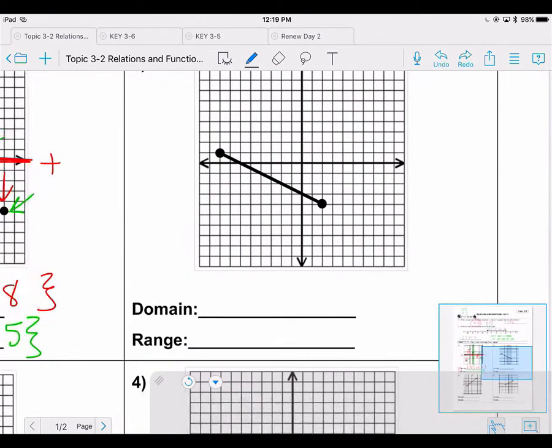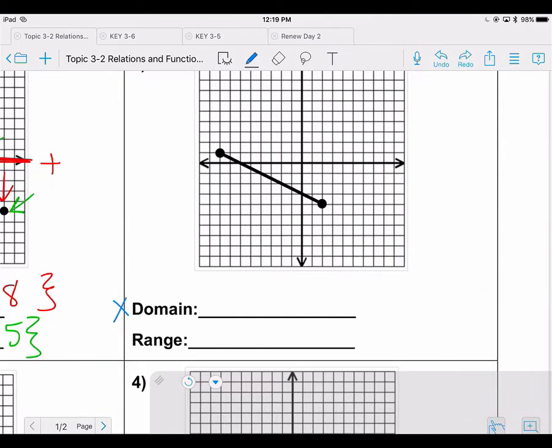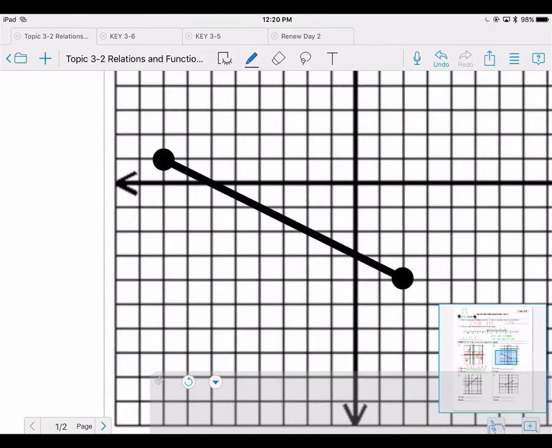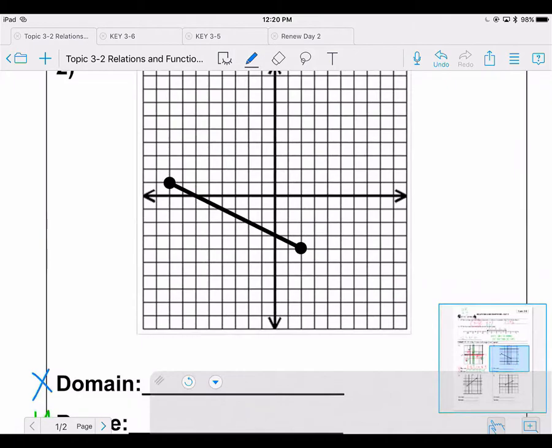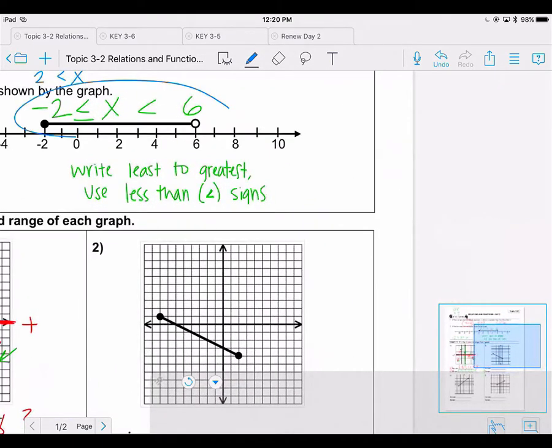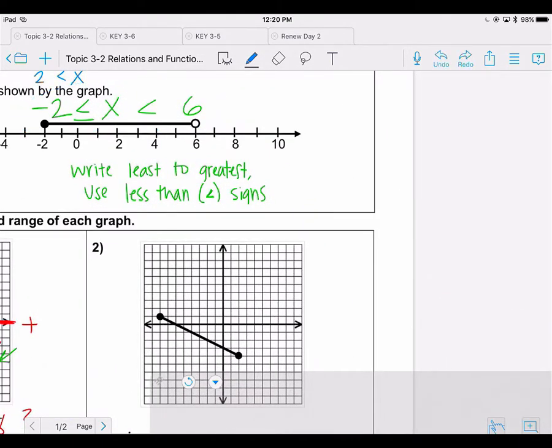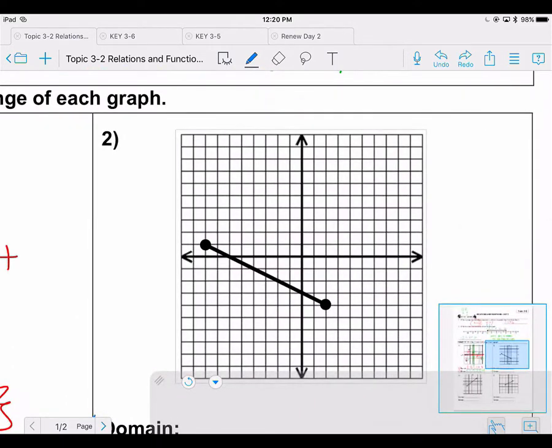So for problem 2, domain is still x's and range is still y's. I'm actually going to do it in a different color. However, this time, instead of having separate distinct points, we have everything on this line to account for. All of these little points, all up in here, are all x's. If we tried to list that out, it would be a lot for us to have to list. So instead, what we're going to do is write a compound inequality like we did up here to include all of my x's from the least to the greatest.